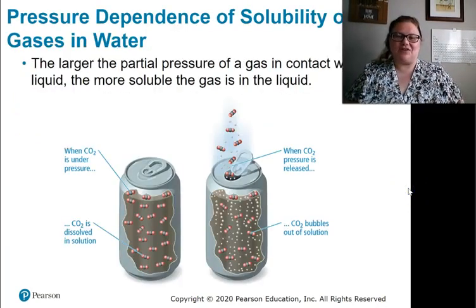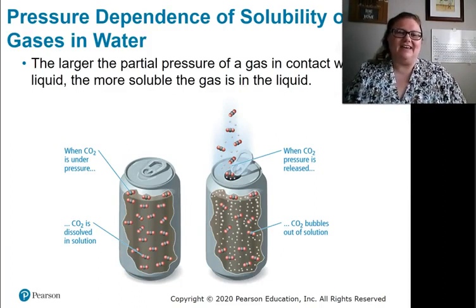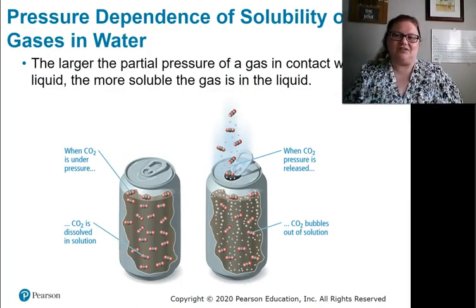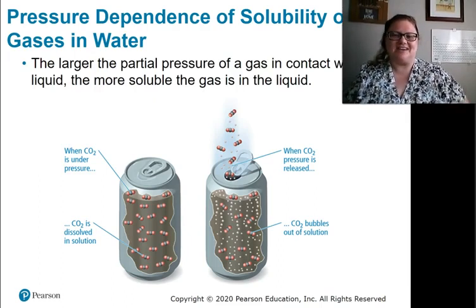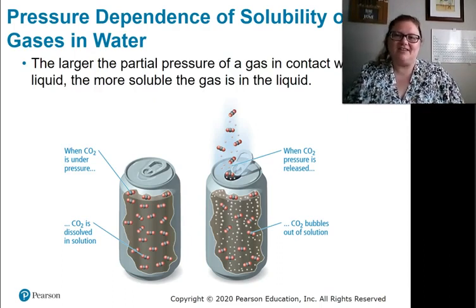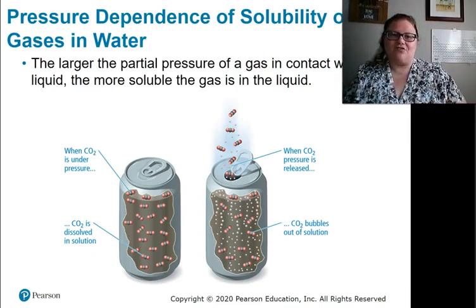Okay, so here we have a soda can with our pressure. The larger the partial pressure of the gas... Perhaps you've talked about Dalton's law of partial pressures in Chem 1. It's a really easy equation. We just take the pressure of each individual gas of that mixture and add them together to get our total. So the greater the partial pressure of a gas in contact with a liquid, the more soluble the gas is in that liquid.